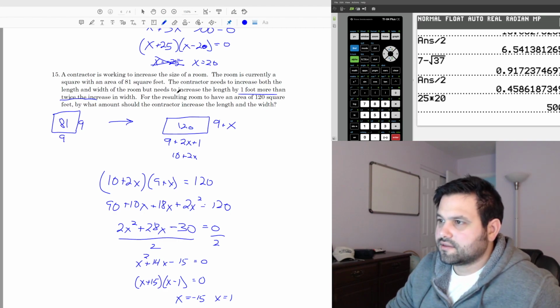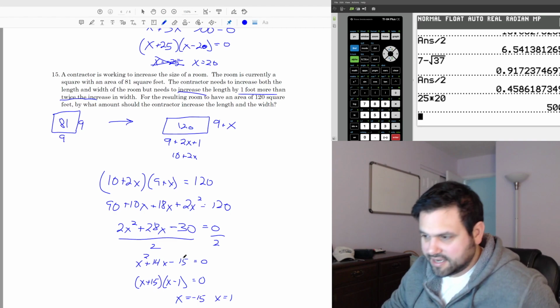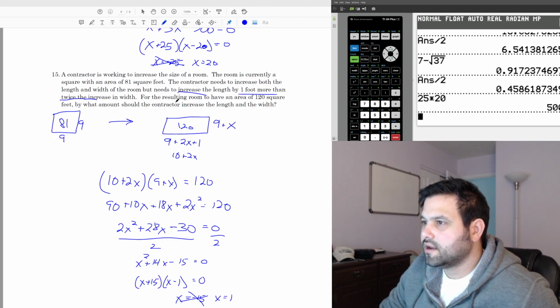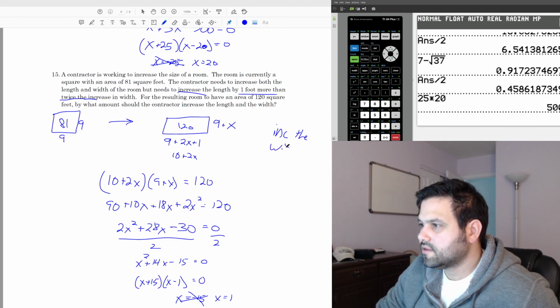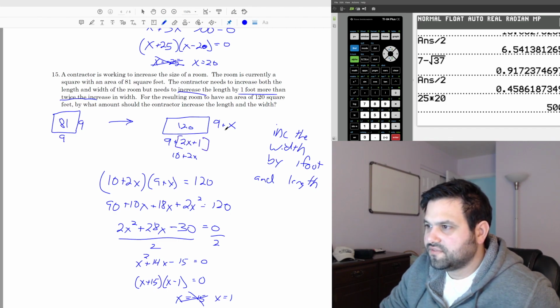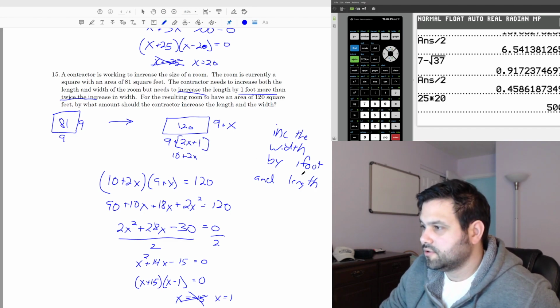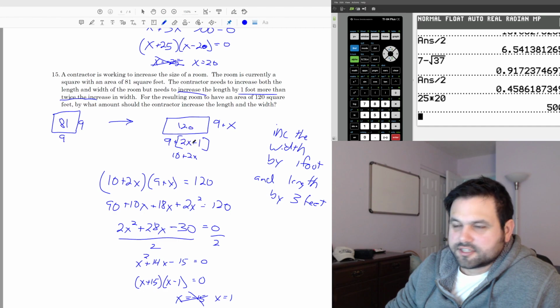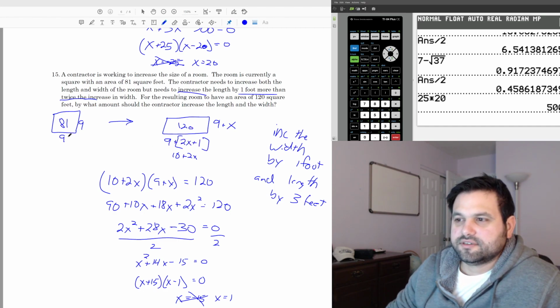So if we're increasing the length and the width by something, we wouldn't be increasing it by a negative 15 feet. That wouldn't make sense. And so we're increasing it by 1 foot. So for the resulting room to have an area of 120 square feet, by what should the contractor increase the length and the width? So increase the width by 1 foot and the length. So remember, here's the increase right here, right? So if x is 1, 1 times 2 is 2 plus 1 is 3. So increase the length by 3 feet. Okay? So we solve for x, we plug it back into our expression there to figure out what we really increased this original number by.